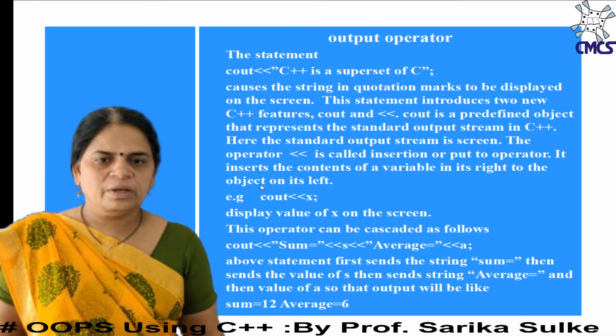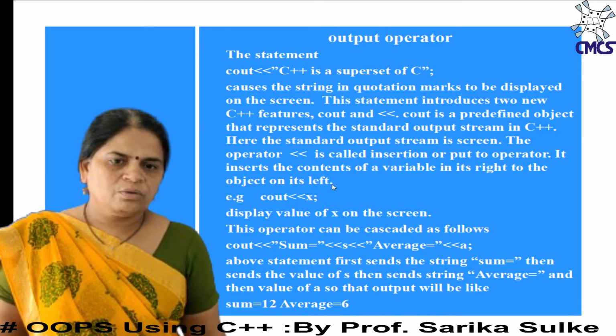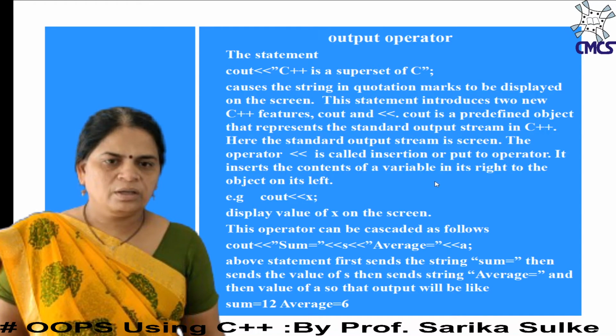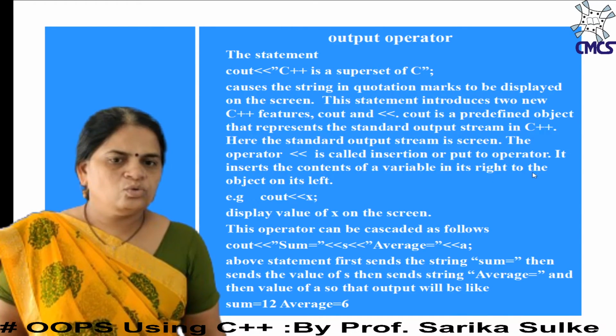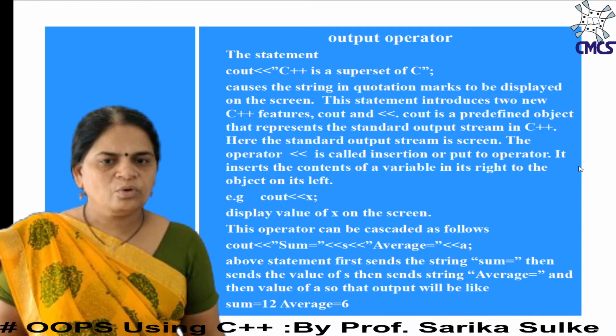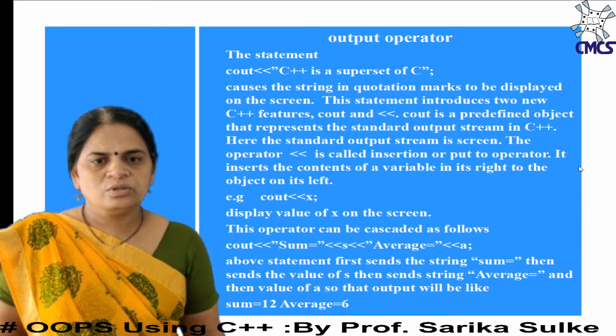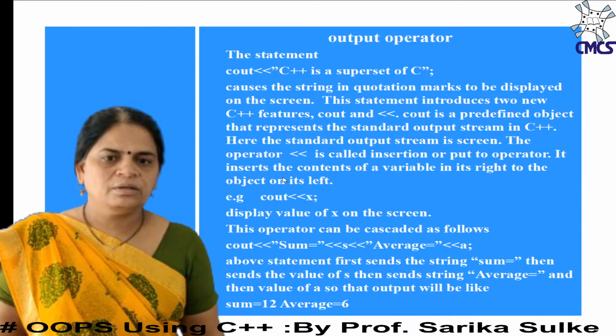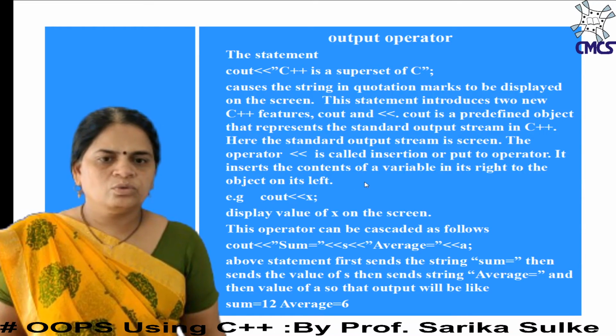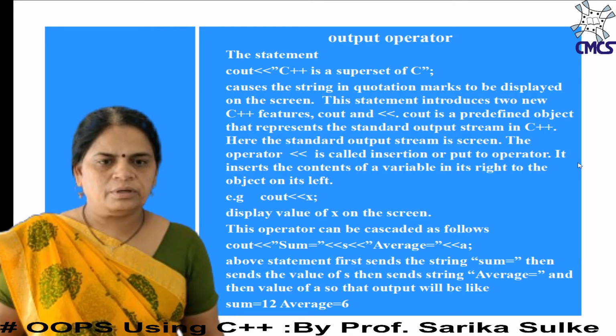जैसे कि यहाँ पे एग्जांपल में लिखा है cout sum is equals to s, again operator is cascaded, average equals to, again it is cascaded, and e. जो भी वेरिएबल एक number of values या फिर number of constants अगर आपको लिखने हैं तो it should be separated by the same operator. So this is called as the cascading of operator.